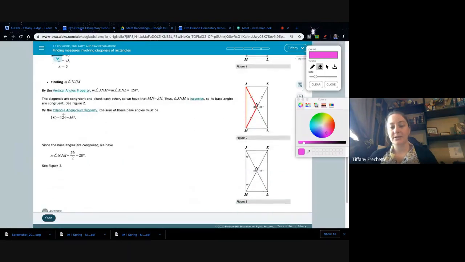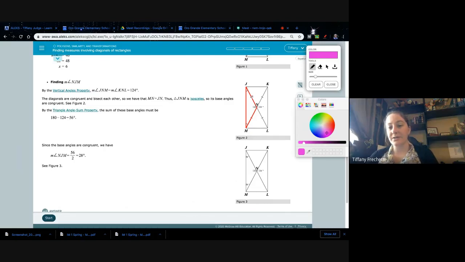So let's scroll down just a little bit here. So it says, by the vertical angle property. So they're actually throwing a couple other things at us that we've gone over in the past few weeks. So vertical angle property means that they told us this side was 124. Well, I can go across the vertex here, so both angles have to be 124. So that's why they have it marked 124. So I'm going to clear really quick. So we know that this is 124.